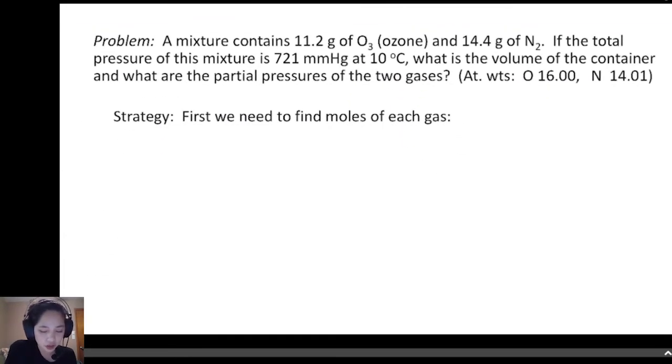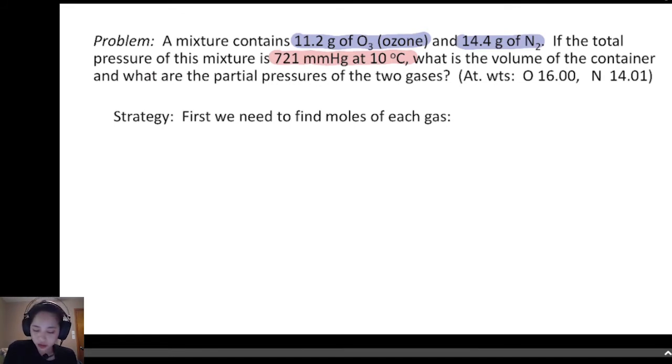Here a mixture contains 11.2 grams of ozone and 14.4 grams of nitrogen gas. If the total pressure of this mixture is 721 millimeters of mercury at 10 degrees Celsius, what is the volume of the container, and what are the partial pressures of the two gases?